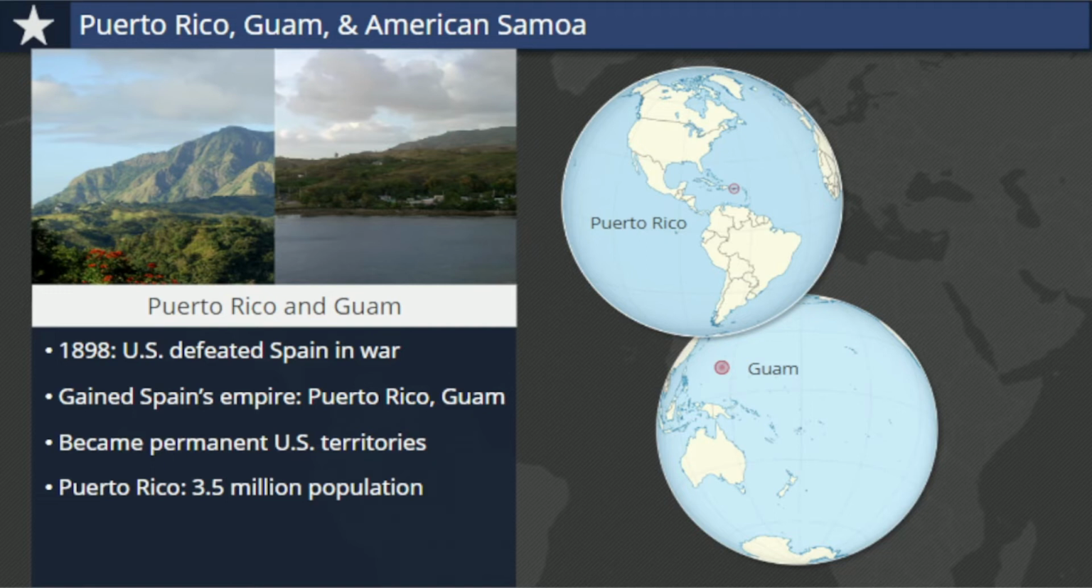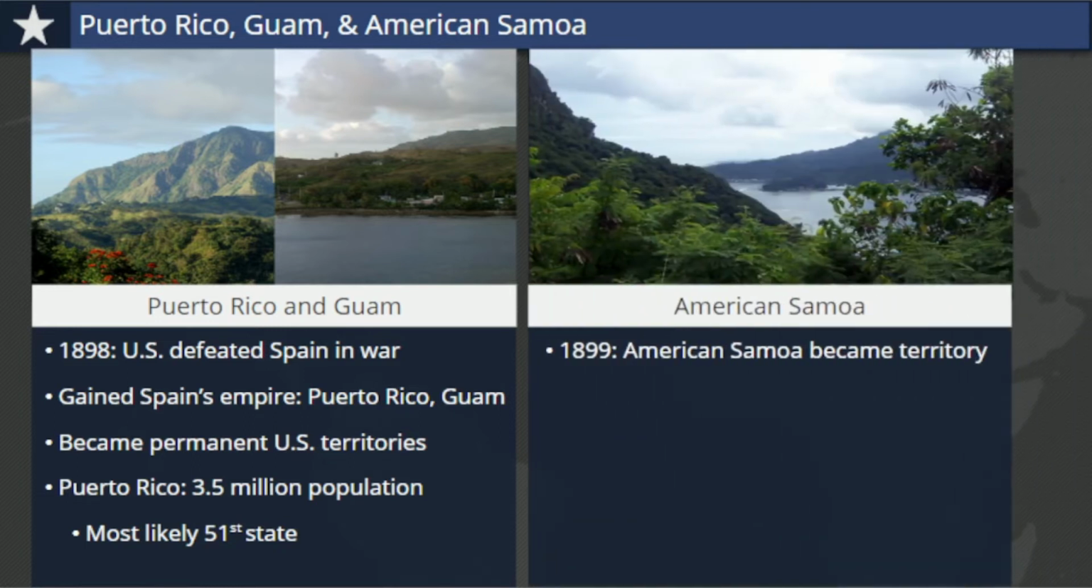It probably won't happen soon, but if there is ever to be a 51st state, it will probably be Puerto Rico. Time will tell whether or not it will follow the path of Alaska and Hawaii or choose to remain a territory. The islands of American Samoa became a territory 1 year later in 1899, although they were not a Spanish territory and had nothing to do with the war.